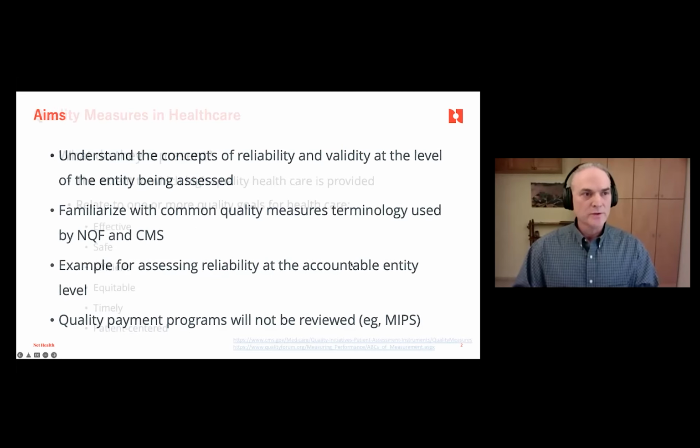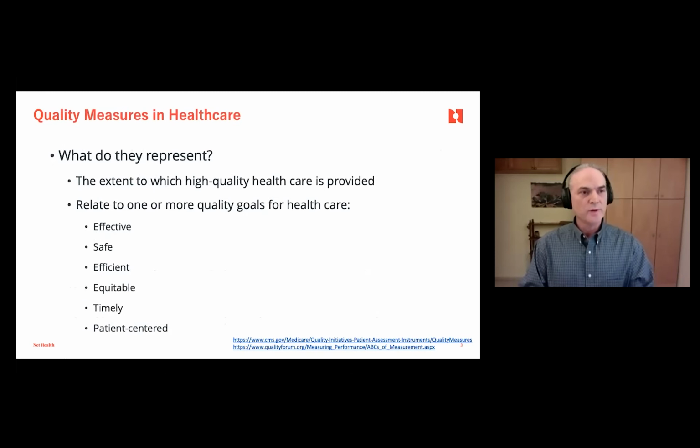So quality measures, what do they really represent? They try to represent the extent to which high quality healthcare is provided. And that can relate to one or more quality goals of healthcare. And you can see a list here. I'm mainly interested in the last one because my work is focused on patient-centered outcomes or patient-reported outcomes, but all of these are equally important.